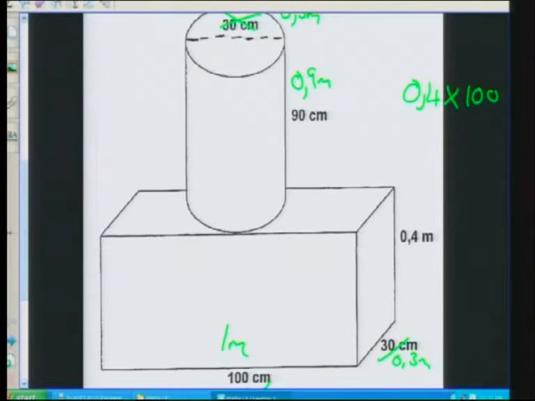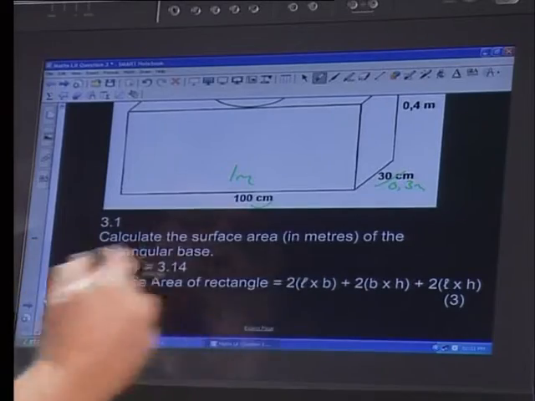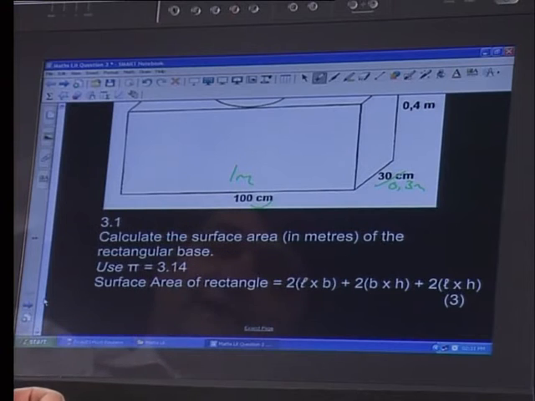Now that I have all my units in meters, I can answer my question, which stated: what is the surface area of my box? What's the surface area of the rectangular base?